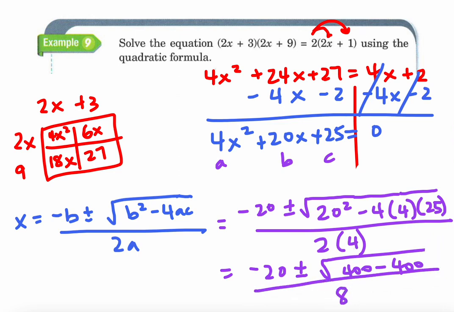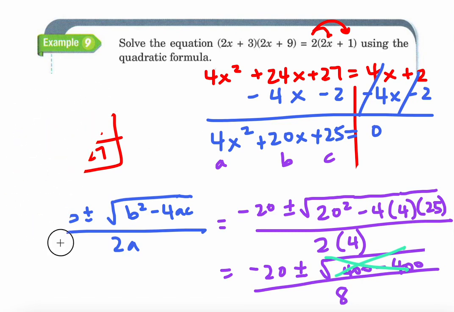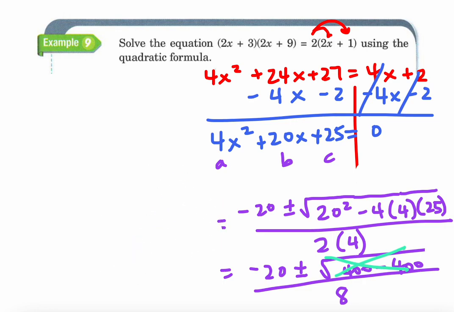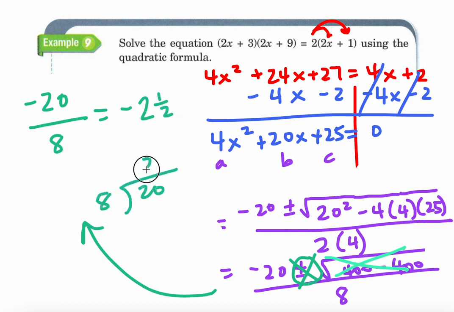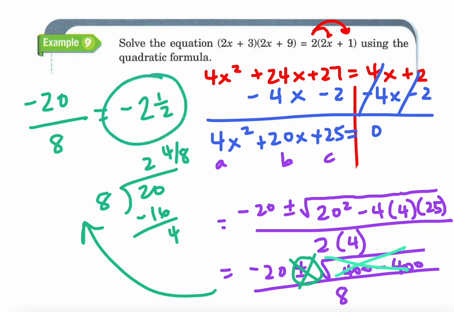All right, so you probably noticed that 400 minus 400 is 0 at the end. So this all cancels. Since everything inside that square root cancels, I end up with just negative 20. This plus or minus doesn't matter anymore because that was working with the square root. So I end up with this, negative 20 over 8. I can simplify that to negative 2.5 because 8 goes into 20 2 times with a remainder of 4. So you end up with 4 and 4/8. 4/8 is the same as a half. So I end up with the answer negative 2.5.